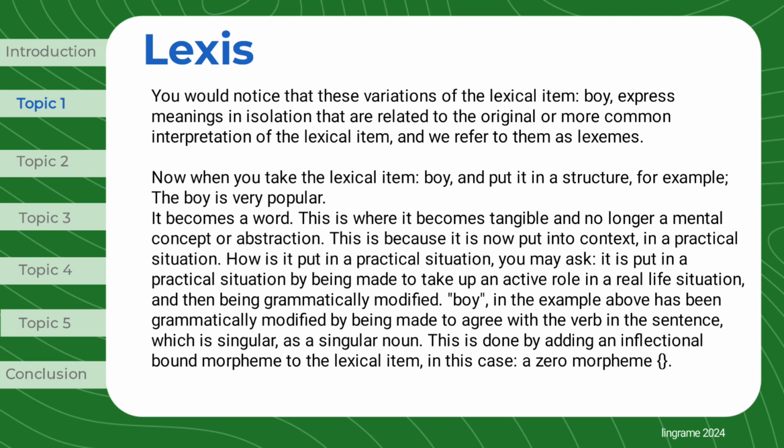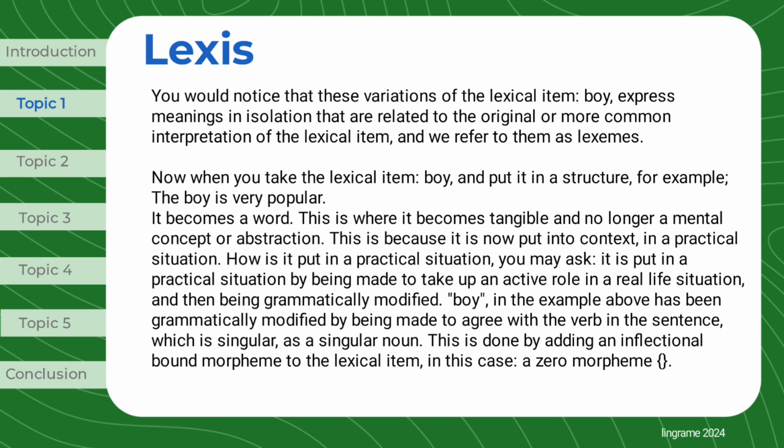Now when you take the lexical item, boy, and put it in a structure, for example, the boy is very popular, it becomes a word. This is where it becomes tangible and no longer a mental concept or abstraction. This is because it is now put into context, in a practical situation. How is it put in a practical situation, you may ask?